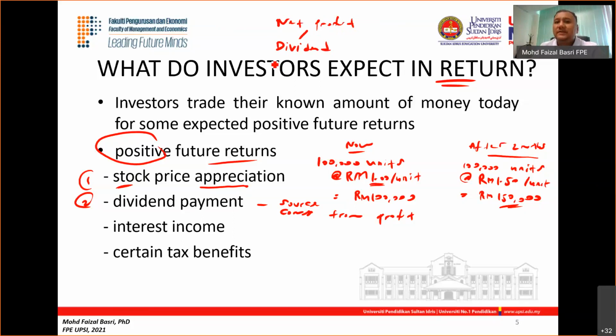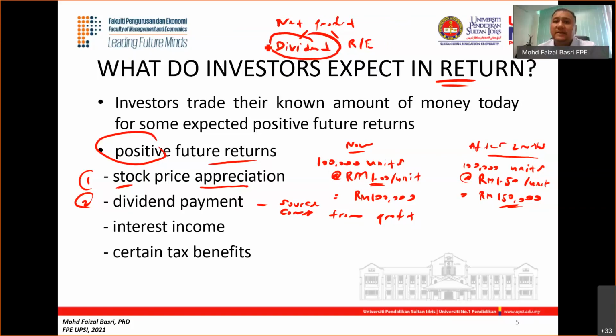Okay, they will pay dividend to the shareholders. And the rest of the money, they will put it in the retained earnings, RE, retained earnings, or reinvestment in the company. So this dividend, okay, as shareholders, you are eyeing for this portion.